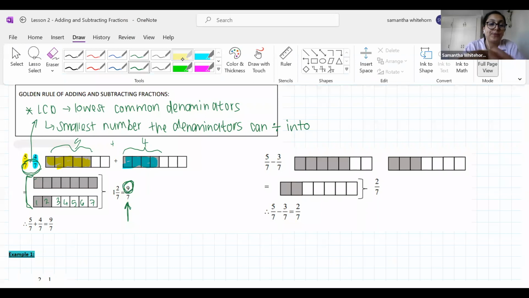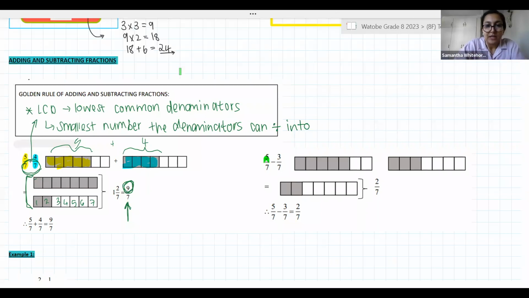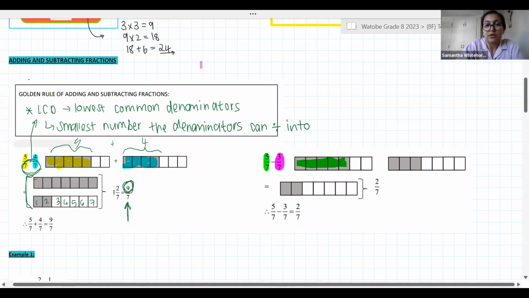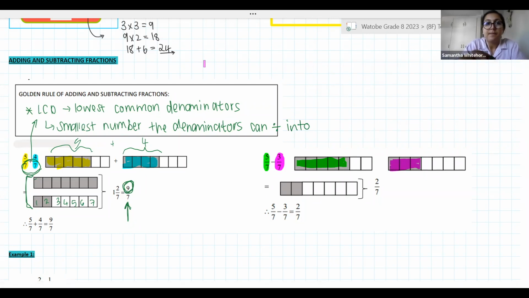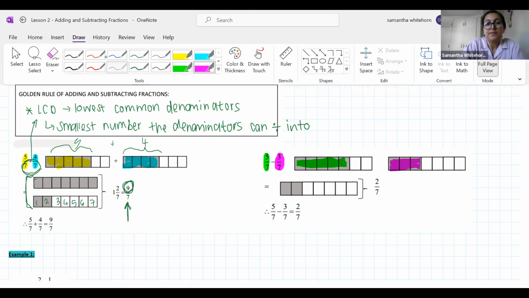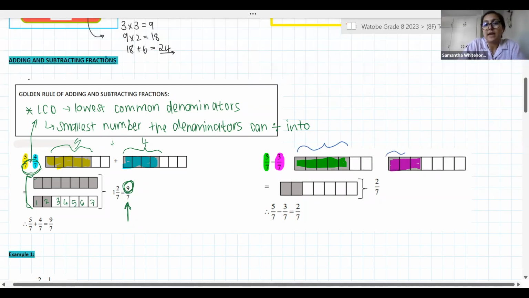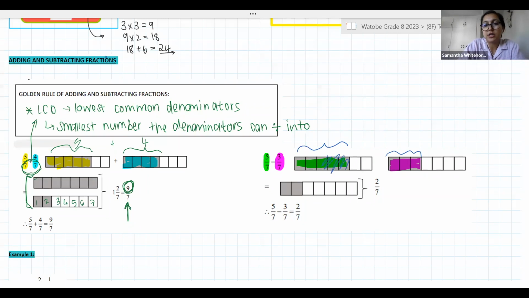If I have a look on the other side, I've got 5 over 7, so they're my 5 shaded in blocks. Minus 3 over 7, so minus my 3 shaded in blocks. I can do the same thing. I've got 5 blocks, and I want to take away 3 blocks. If I scratch out 3 blocks, I'm left with 2 blocks. Hence, my answer of 2 over 7. But again, I could only do all of this because my denominators were the same.